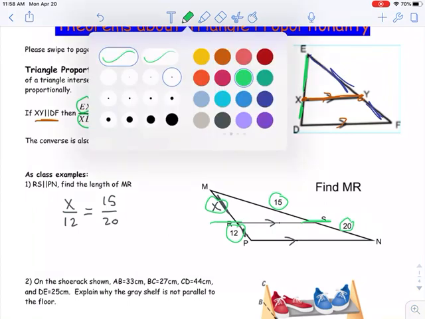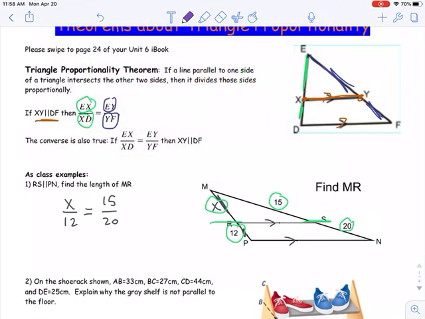Just match up the corresponding parts. That's the most important thing. From here, it's just a matter of cross multiplying and solving. If you want, you can simplify this to 3 over 4. I like to simplify first. It's easier to do in your head. If you just cross multiply and you're good at using a calculator, it might be easier that way. Either way, you get X equals 9.